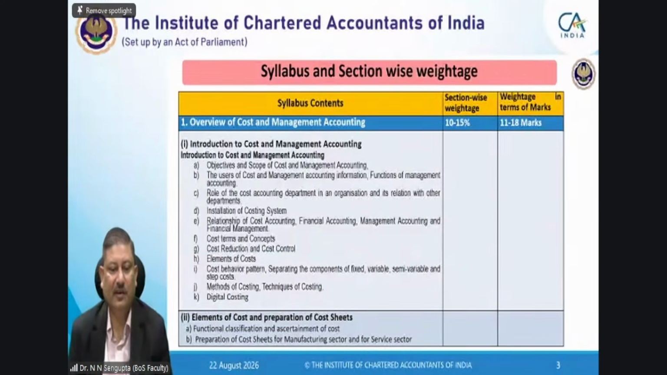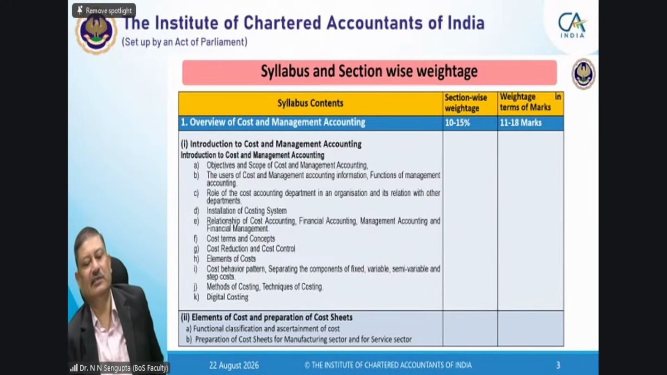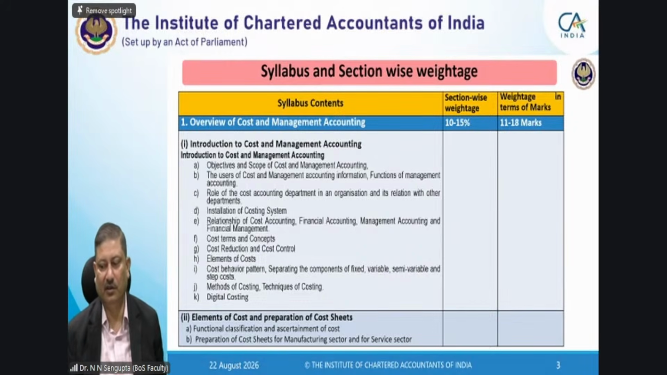Introduction to cost and management accounting is the first topic, where we will see the objective and scope of cost and management accounting, the users, the role of cost accounting, installation of a costing system, and the relationship between cost accounting, financial accounting, management accounting and financial management. Various cost terms and concepts are explained in this chapter, and you need to go through all these concepts very well.